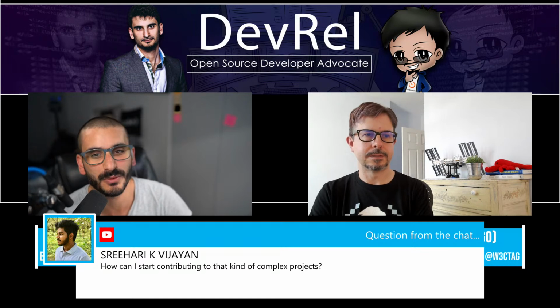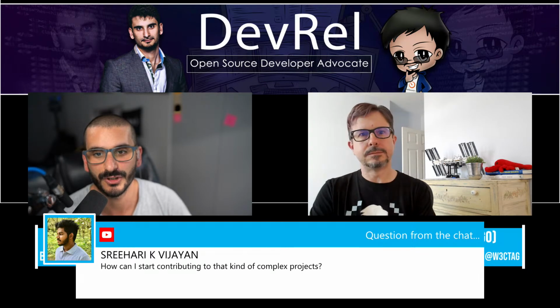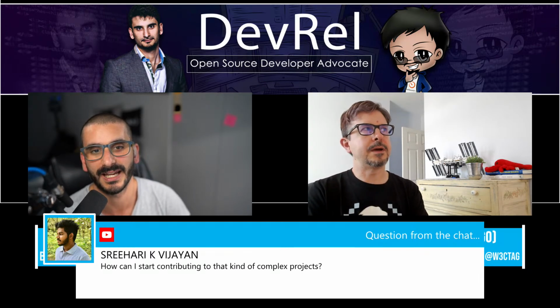How can I start contributing to a complex project on GitHub? If it's an open standards project or any project, for example, if it's complex.